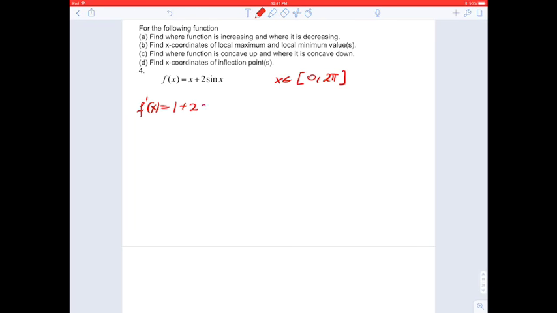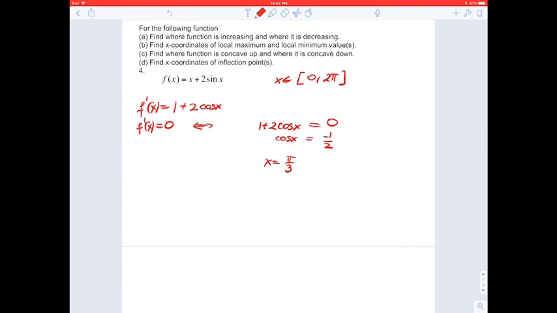Derivative of x is 1, derivative of sine of x is cosine of x. Okay, the derivative is 0 if and only if 1 plus 2 cosine of x equals 0. Let's solve for cosine: subtracting 1 and dividing by 2. Cosine for what angle is negative half?